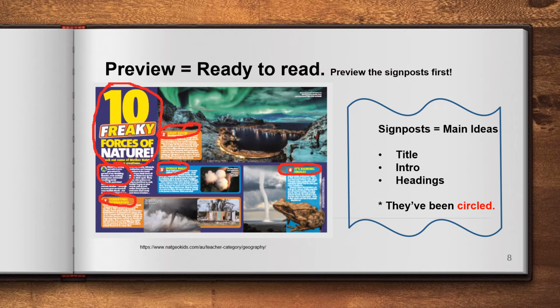So the things that are circled in red on this page, they are the signposts. The big title at the top there, then underneath that big title, I've actually circled the introduction paragraph. Then I have circled the headings because these are signposts for main ideas.